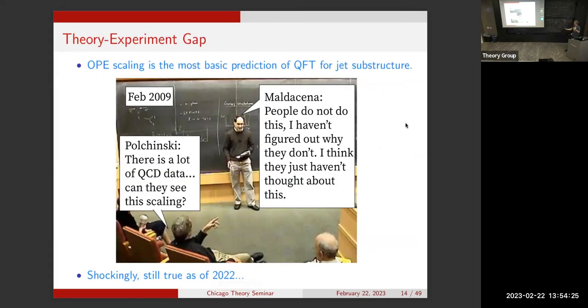And so one can ask why people had not done this before. This was proposed in 2008. And there's this exchange in this YouTube video from the KITP talk after, where when this was being presented, Polchinski and David Gross were asking, well, there's a huge amount of QCD data, so why haven't people looked at this before? This seems like a very, very basic prediction. Arguably the first thing you should look at is the two-point function. So why have people not done this? And so the answer, which is not quite historically correct, but it supports the talk I'm giving, is that people just don't do this.